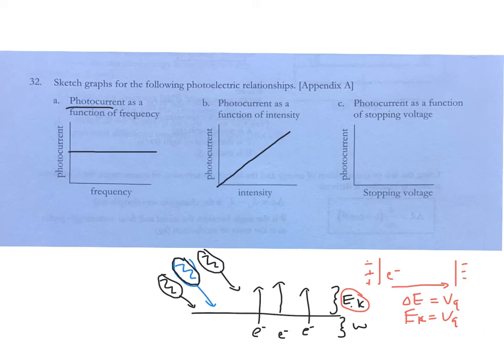Now, as the photocurrent goes up, the stopping voltage isn't going to change because those electrons would still have that same amount of kinetic energy. What would change the stopping voltage is if the frequency went up. So if there's more and more energetic photons coming in, then that electron would come off with more energy and there would be a higher stopping voltage. So photocurrent as a function of stopping voltage would not change. And that's why those graphs look the way that they do.